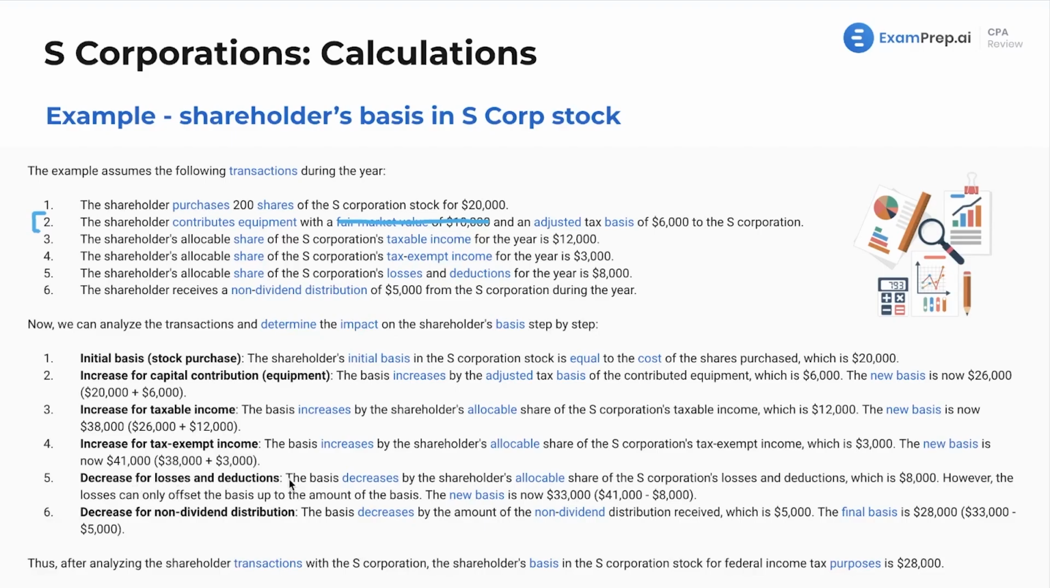Then we've got loss, just like in the prior one. Nothing too different here now that we've gotten through those points. We're going to subtract the $8,000 loss. And then we've got a distribution, which is the $5,000. We're going to subtract that from our 33, getting us 28. So the shareholder basis for tax purposes is $28,000.